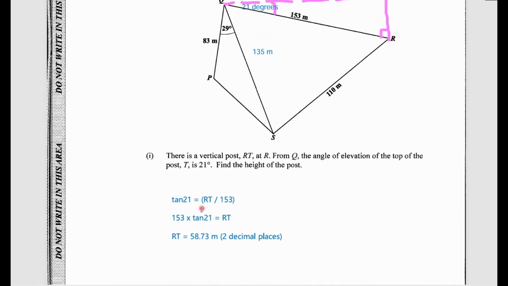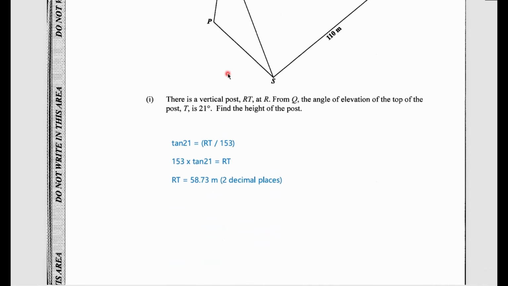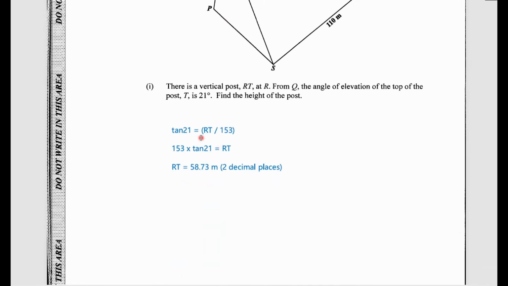So what do we have? We can say tan 21 is TR over 153. And TR will be 153 over tan 21, which gives 58.73 meters, to 2 decimal places.